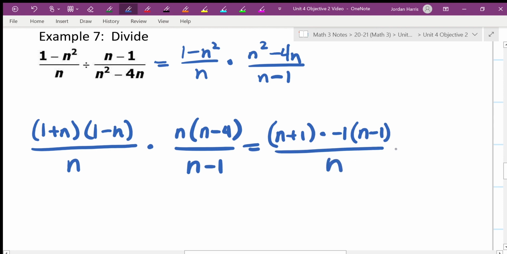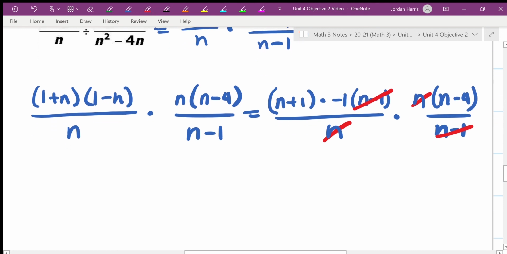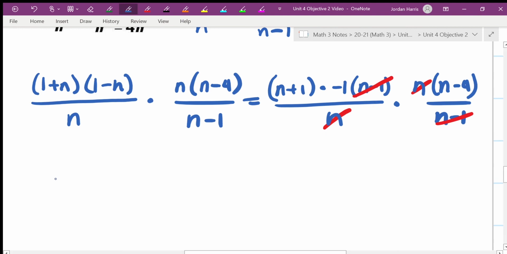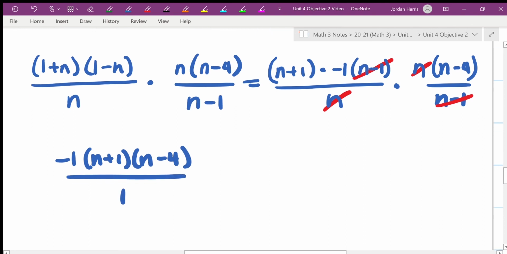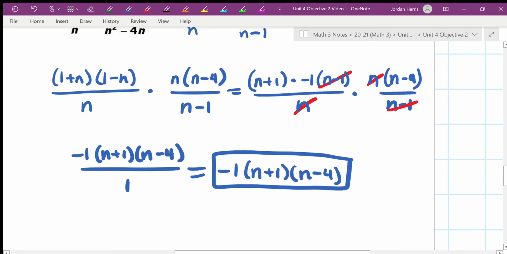All over n times n minus 4 over n minus 1. Now the n minus 1 simplify. The n's also simplify. Should have seen that earlier. Okay, so what am I left with? Well, on the top I have a -1, an n plus 1, and an n minus 4. On the bottom, all I have is 1. Everything simplified, so remember you're just left with a 1 on the bottom. So -1, n plus 1, n minus 4. Do not multiply it out. Leave it in factored form. Done.